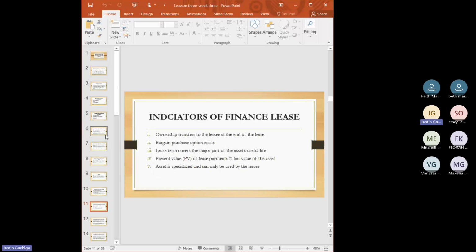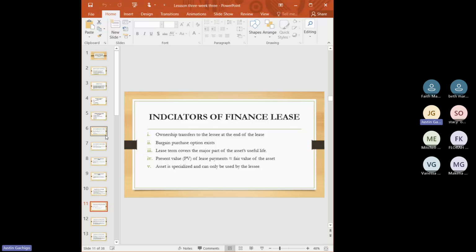Indicators of a finance lease. How would you know in a given question that what we are discussing is a finance lease or is an operating lease? One, a finance lease or a capital lease should have the ownership transfer option at the end of the lease. So you'll see that at the end of the lease, there is that clause which indicates that there is a transfer of the asset.